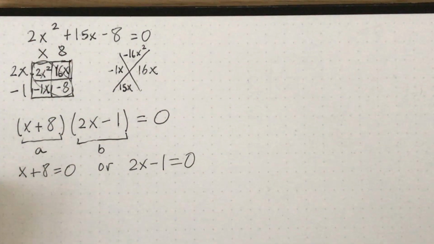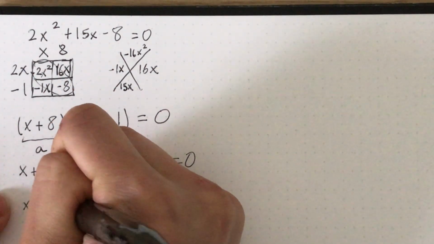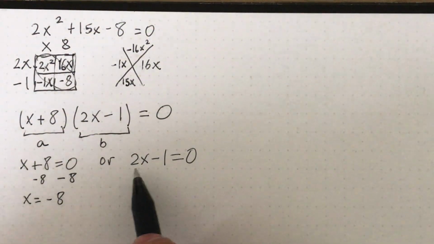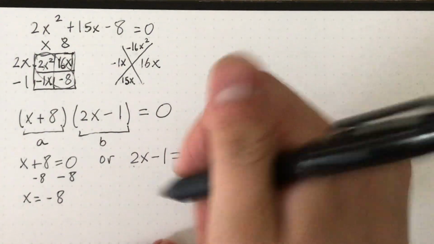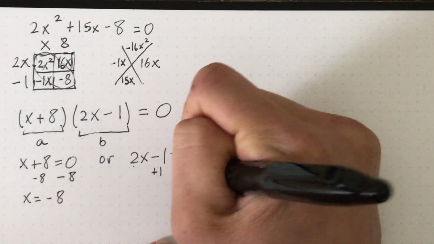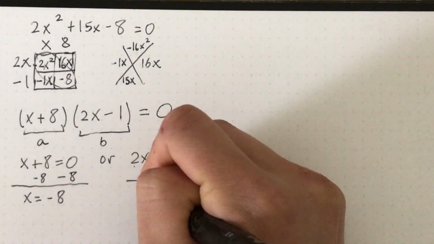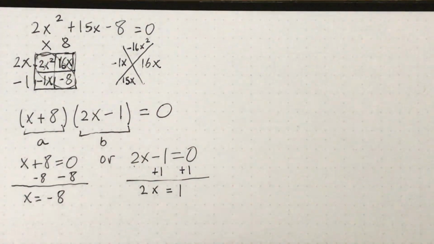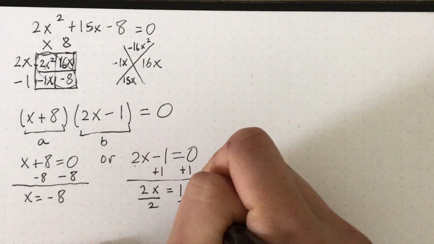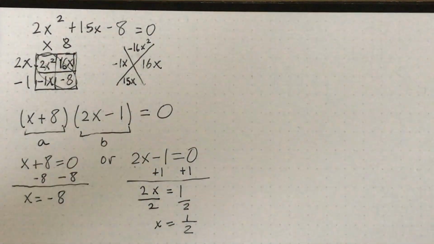So now let's solve these equations. Subtract 8 on both sides. X equals negative 8. That's one solution. And then 2x minus 1. This is two steps rather than one because of the 2. First, we do the opposite of minus 1, plus 1 on both sides. So this is 2x equals 1. Now, how do we solve 2x equals 1? We do the opposite of times 2, which is divide by 2. So x is equal to 1/2. If you want to turn it into a decimal, it's x equals 0.5.